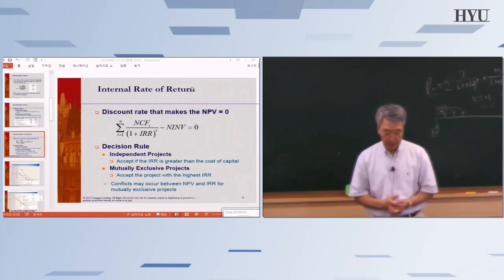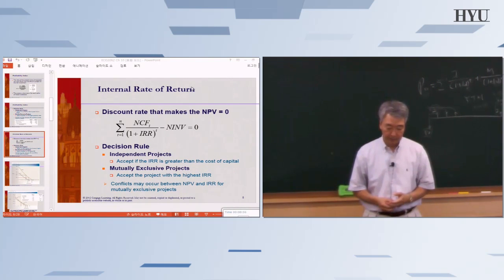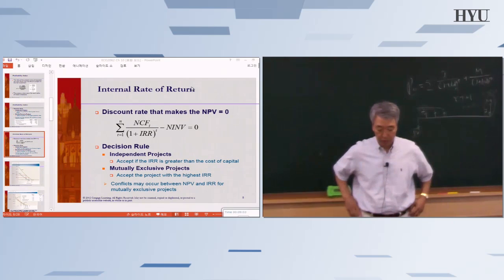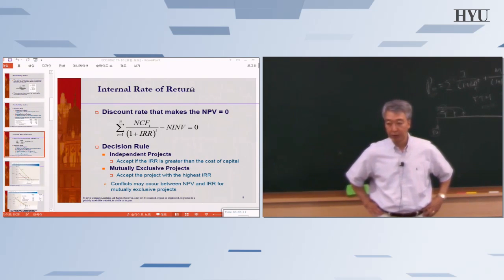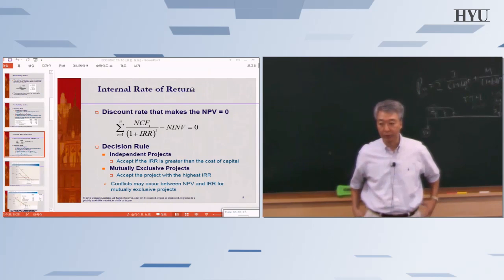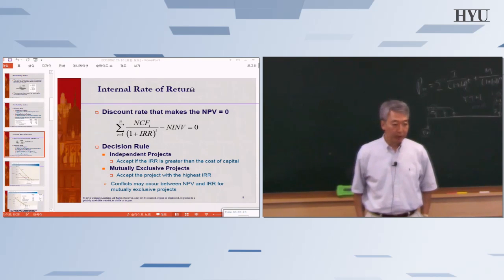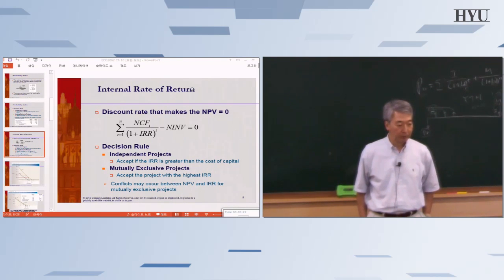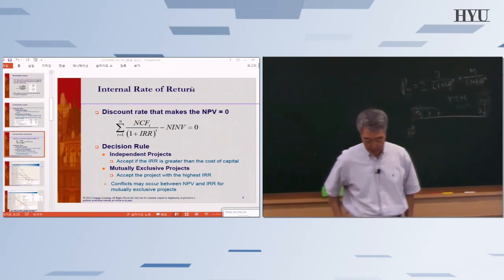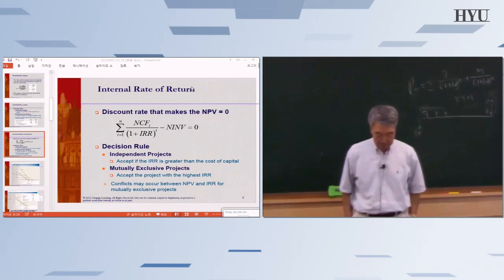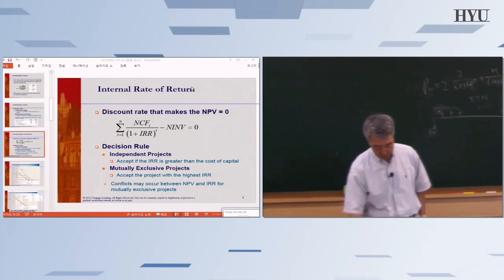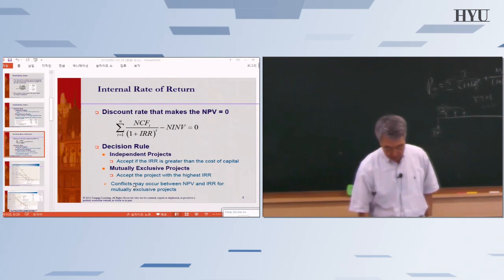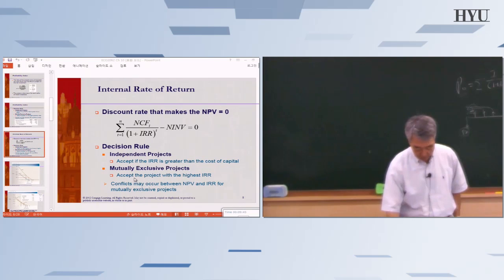Once you calculate the internal rate of return, if you are dealing with independent projects, just accept all the projects whose IRR is greater than the cost of capital. In other words, the IRR is the rate of return on your investment, so as long as it exceeds the cost of capital, it's worthwhile. If you're dealing with mutually exclusive projects, then you should accept the one with the highest IRR. If you have to choose one, of course you would choose the one with the highest IRR. Here it says conflict may occur between NPV and IRR for mutually exclusive projects.